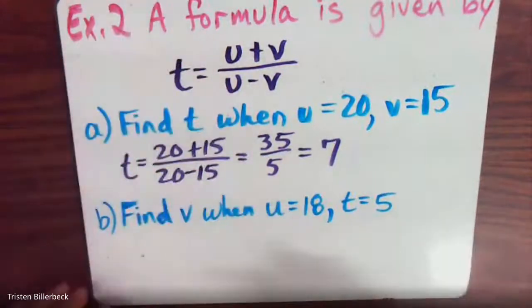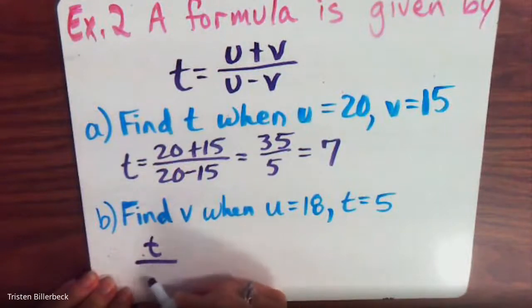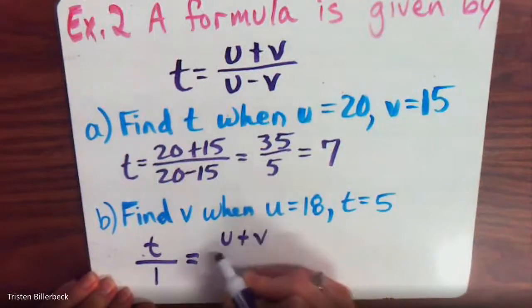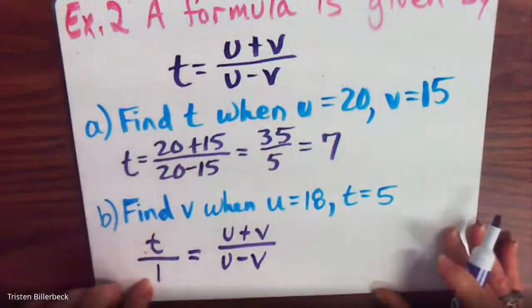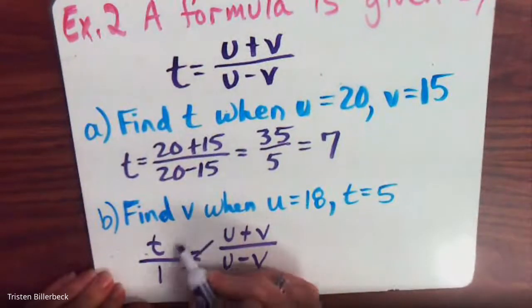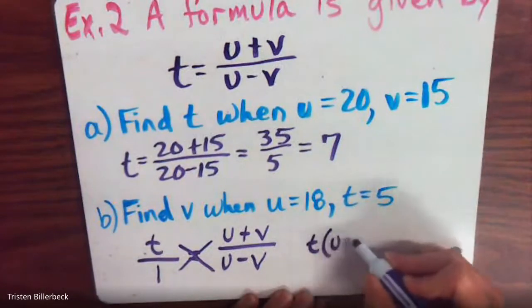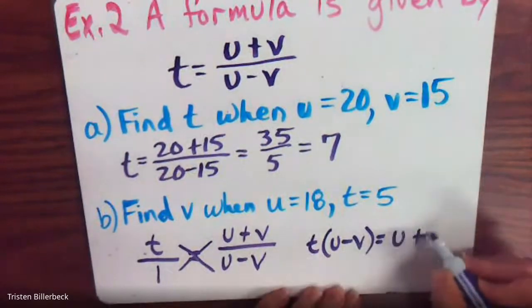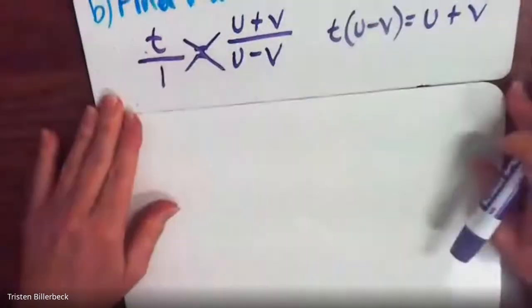Okay, now the hard part. We have to solve for v. That's going to be pleasant, huh? So we have u plus v over u minus v. I put a 1 here because if you remember, we learned about cross multiplying. So when we cross multiply, we have t times u minus v equals u plus v. It's going to be a little complicated, so fasten your seatbelts.